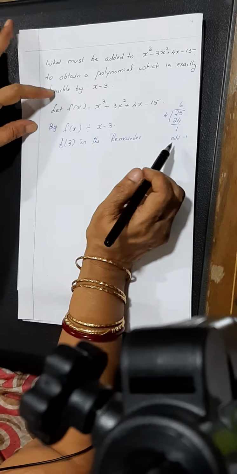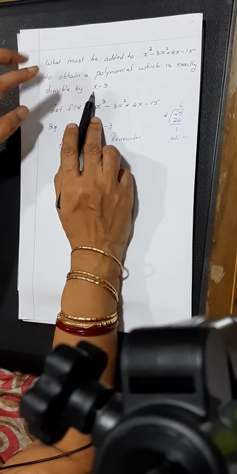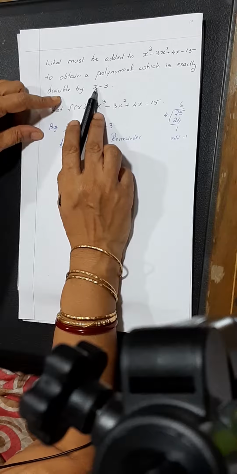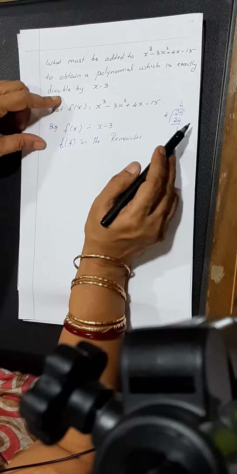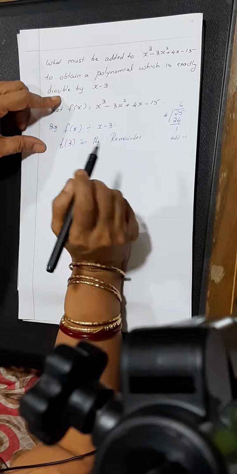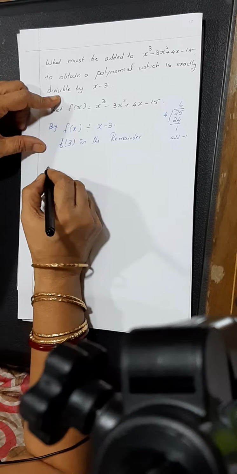Always the degree of the remainder will be less than the degree of the divisor. So the divisor degree is 1. So the remainder is going to be a constant. So you can use the remainder theorem. So f of 3 is the remainder.